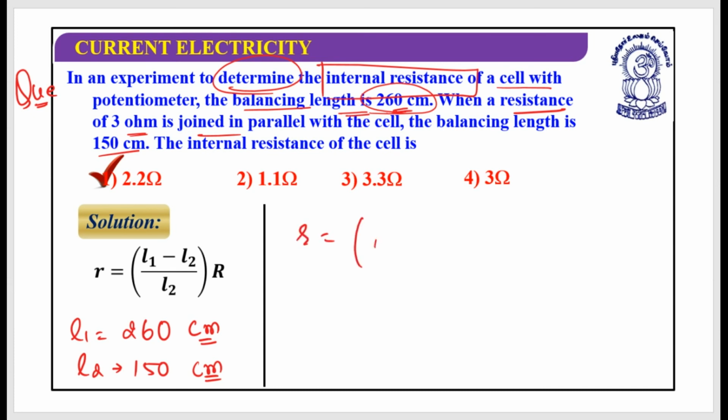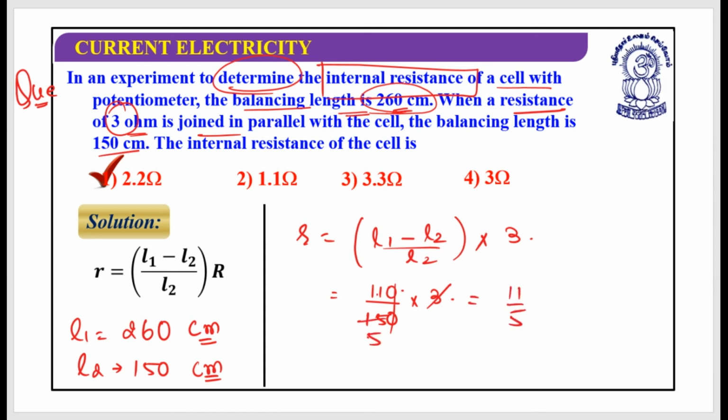If I try to solve it, r equals (L1 minus L2) divided by L2, multiplied by R, and the resistance is 3 ohm. So this equals 260 minus 150, which is 110, divided by L2, which is 150, multiplied by 3. So this cancels, and this is 3 by 5. So this is 11 by 5, which equals 2.2 ohm. Is it clear? Will you be able to solve this? Great.